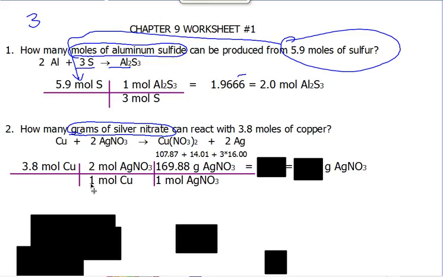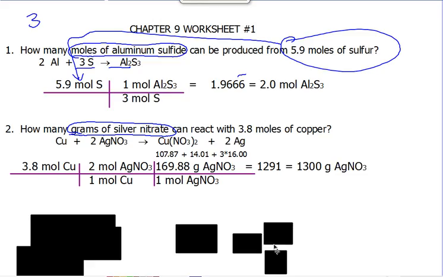So first we have the mole ratio between the 2 compounds, and then we have the molar mass ratio, the mass that represents 1 mole. All set up, 1291, and then sig figged to 2 sig figs because of the given. So about 1291. If you're in the 1291 ballpark, you're good.